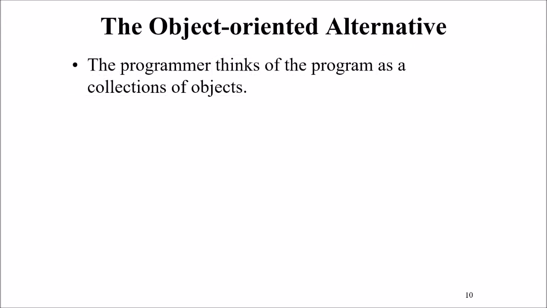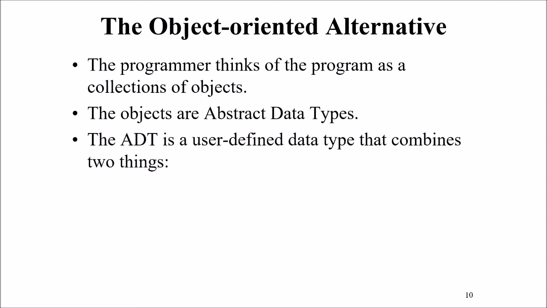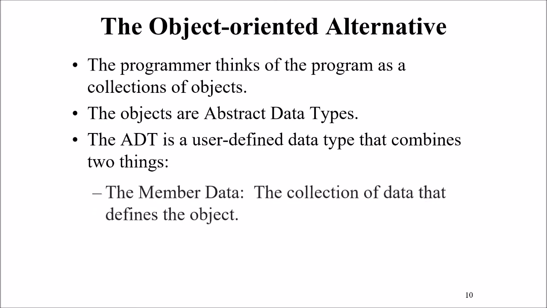Object-oriented programming provides an alternative to this technique. In object-oriented programming, the programmer thinks of the program as a collection of objects. Objects are abstract data types. The abstract data type is a user-defined data type that combines two things.